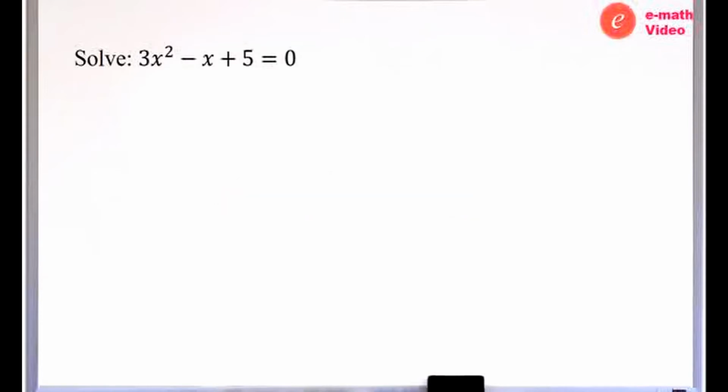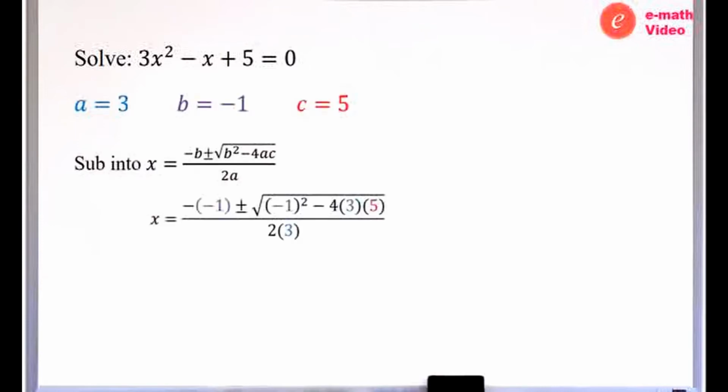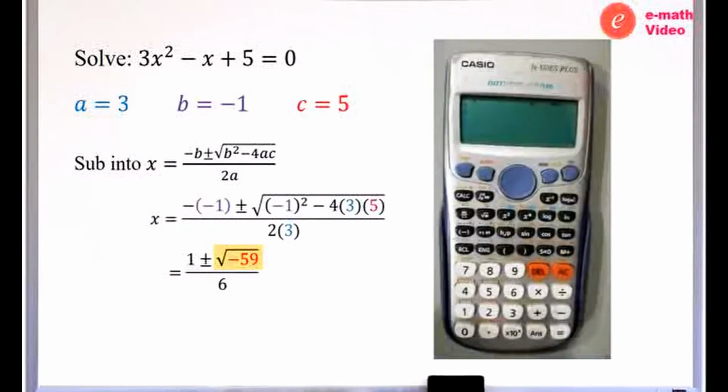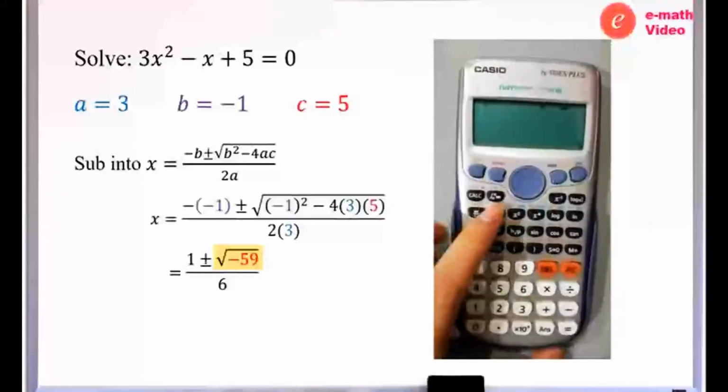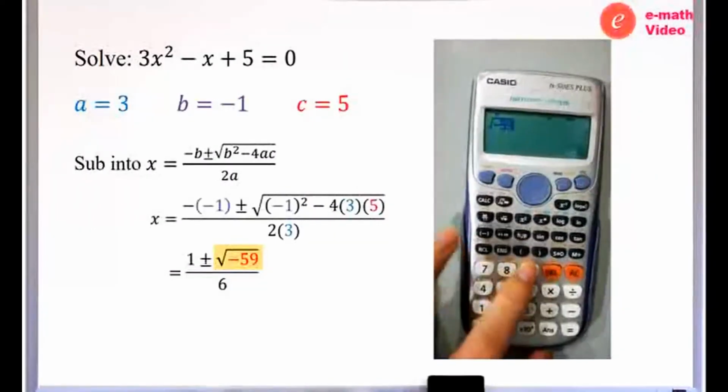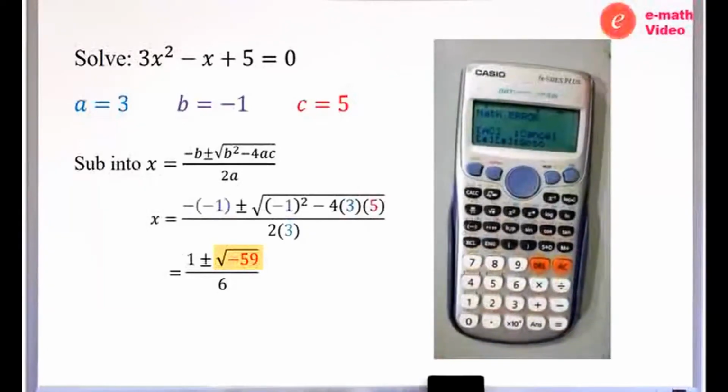Start! We will begin by solving a quadratic equation 3x squared minus x plus 5 equal to 0. This one looks so innocent, right? You might say, Teacher, I teach you. Take out a, b, and c, then sub into the formula. Now we need square root of negative 59. Press calculator. Square root negative 59. Wait, what? Math error. Never mind.